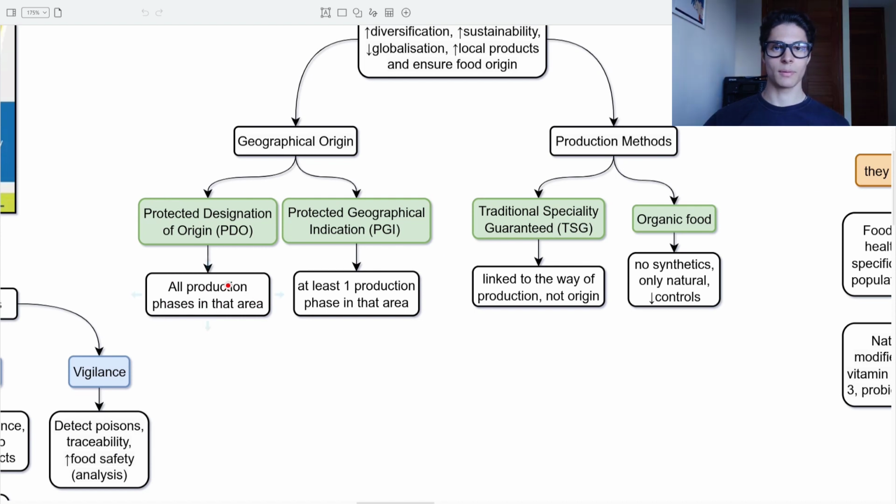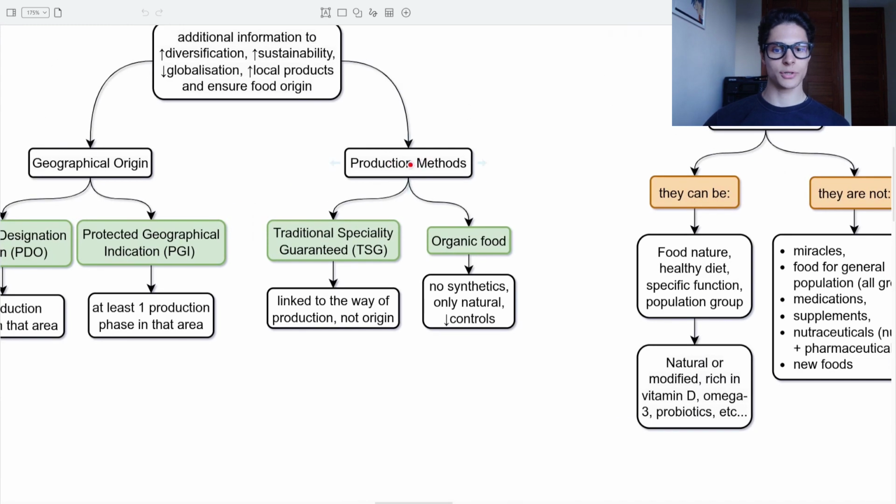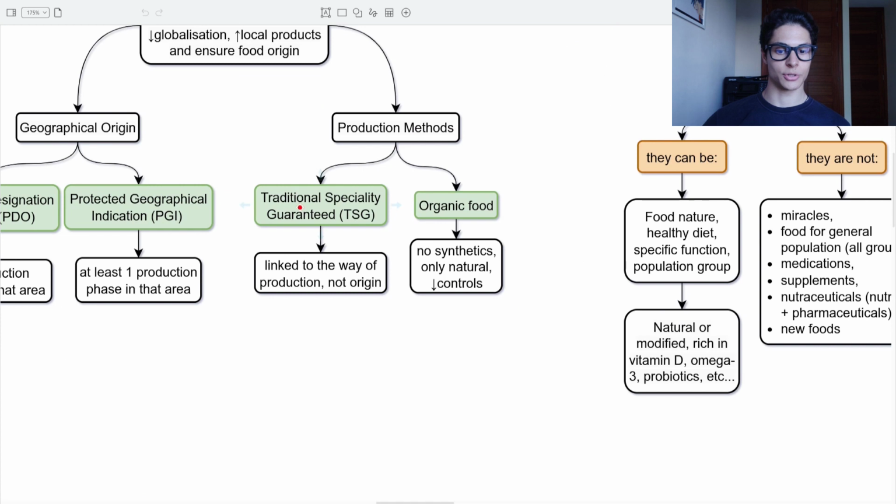This is, for example, Parmigiano Reggiano, the cheese made entirely in Italy. And then we also have the protected geographical indication, PGI, in which at least one production phase is done in that area. So this is based on geographical origin. On the other hand, we have production methods. So the traditional specialty guaranteed, the TSG, is linked to the way of production, not to the origin. This is, for example, creating a pesto sauce in another country following the recipe made in Italy.